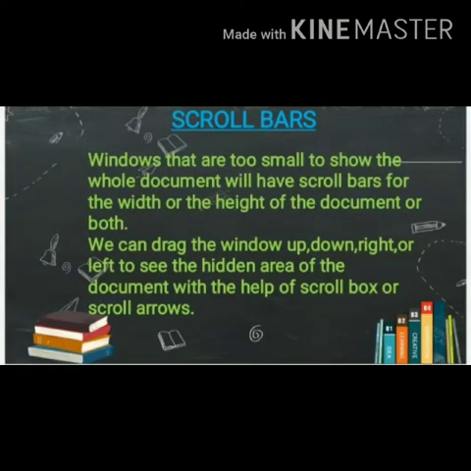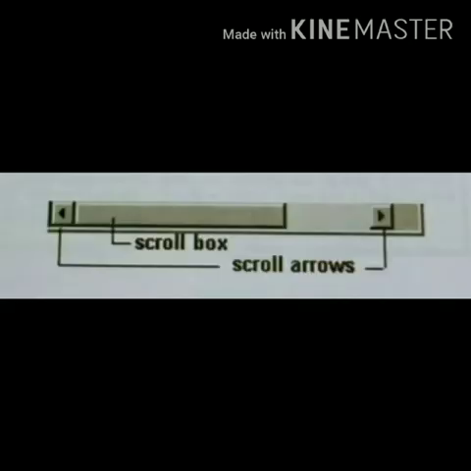Next, we will understand what scroll bars are. Windows that are too small to show the whole document will have scroll bars for the width or the height of the document or both. We can drag the window up, down, right or left to see the hidden area of the document with the help of the scroll box or scroll arrows. This is the image of a scroll bar. It can be dragged up, down, right and left to see the hidden area of the document.